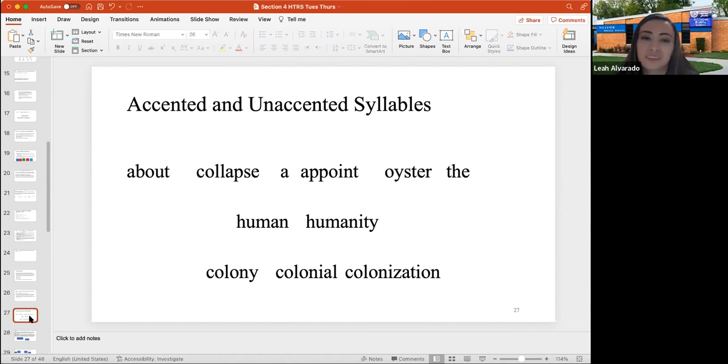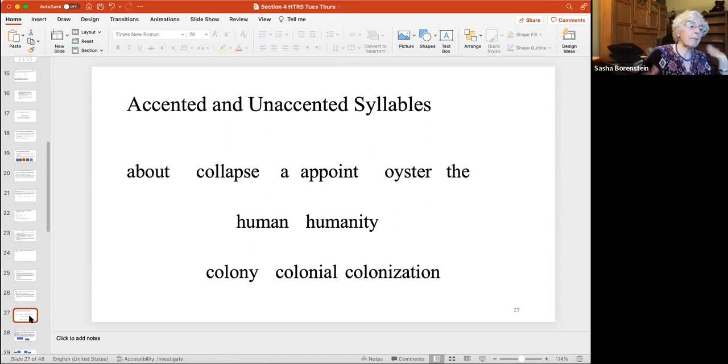Something that happens in most names. Like in my name, Sasha, the second syllable has collapsed into a schwa. So one of the things that you can play around with your kids is take names and see which syllable has collapsed into a schwa. Okay.